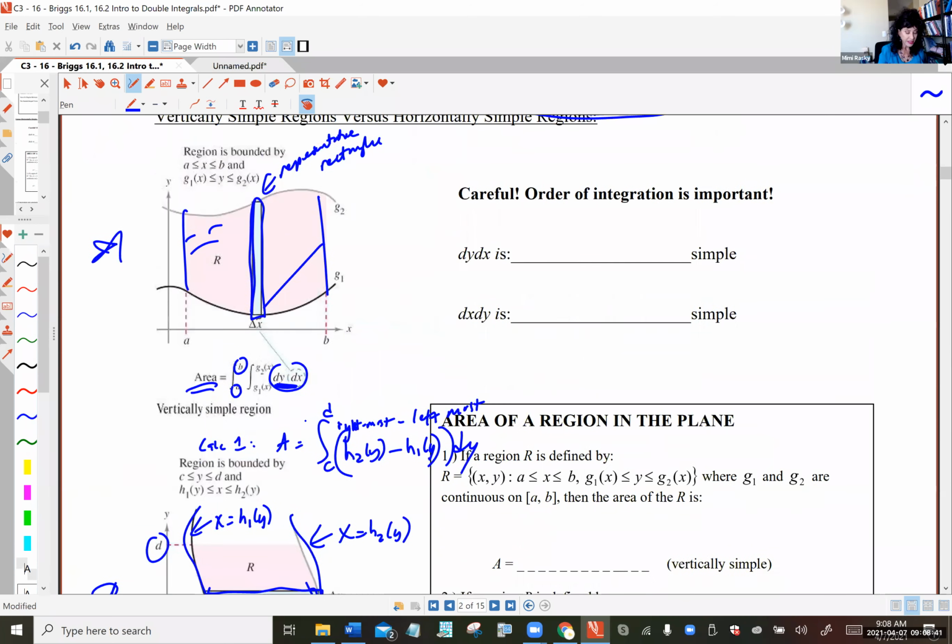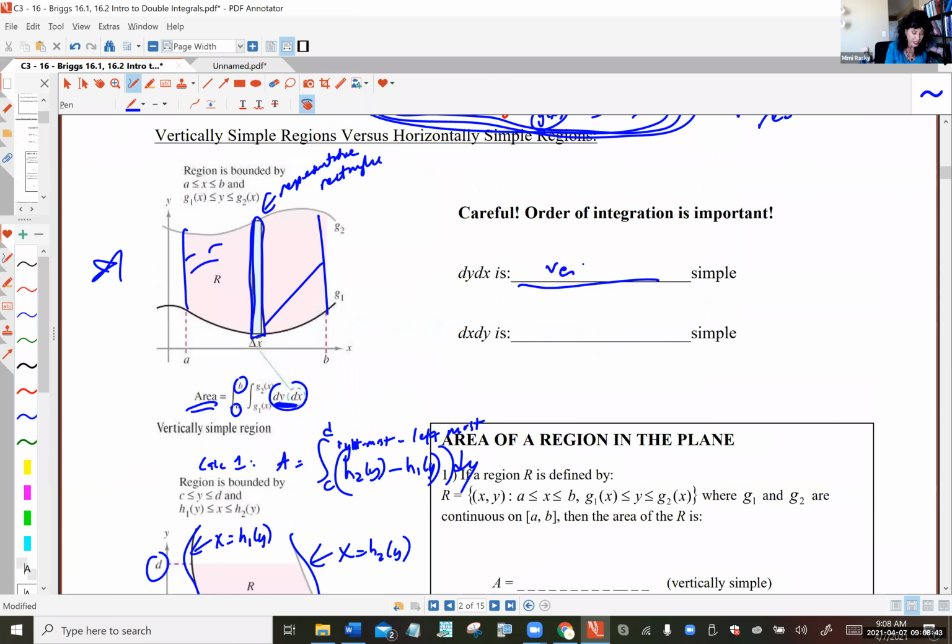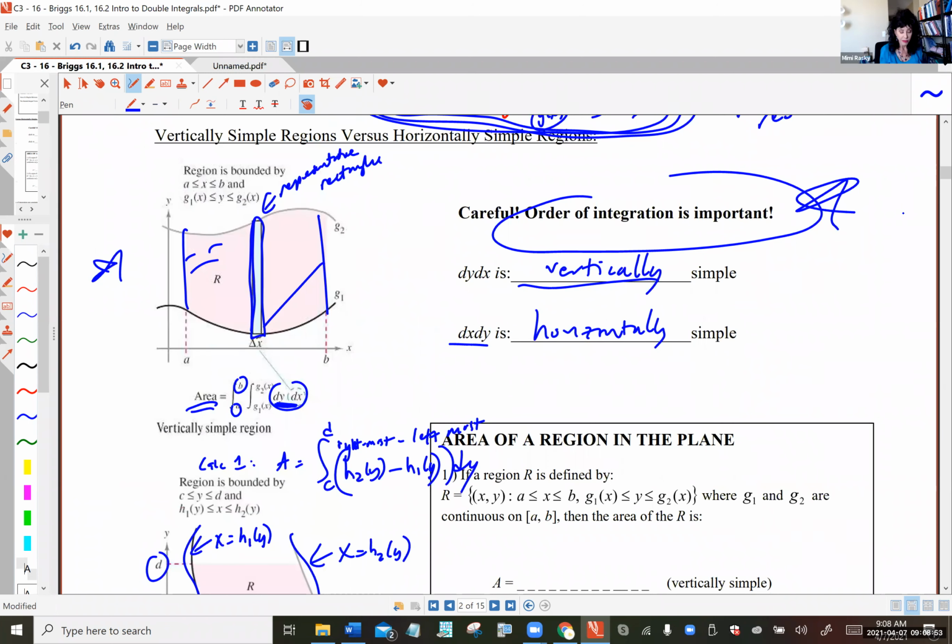Now, if we fill in these blanks, dy dx means your region is vertically simple, dx dy horizontally simple. So your order of integration is super important. If you don't get this, prepare to die.